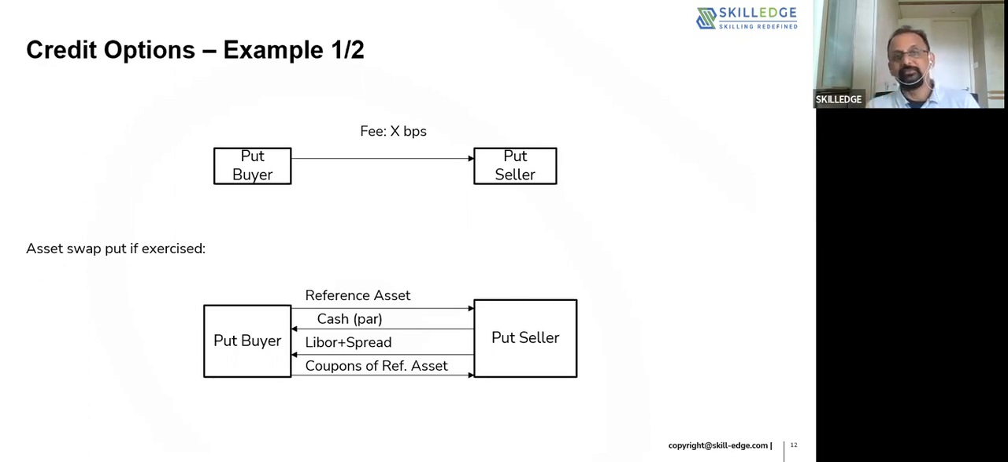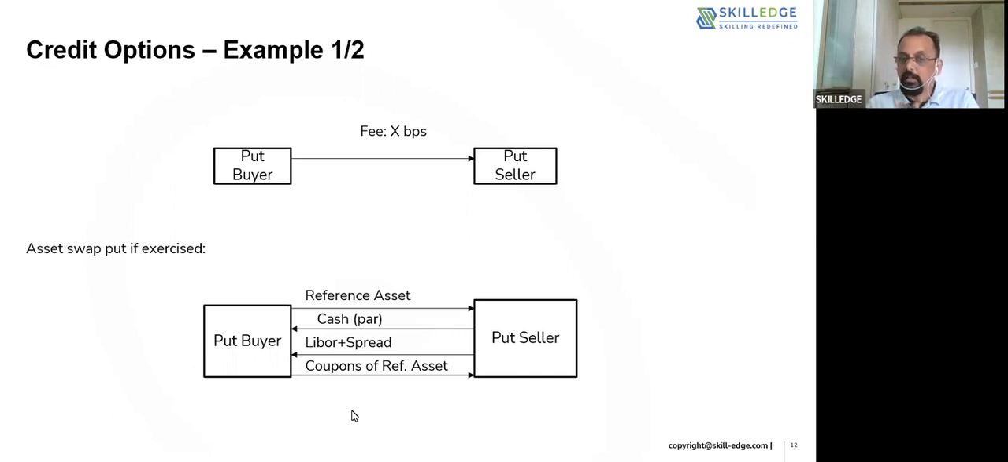Now, if that asset swap is exercised, what will happen? This upper portion is when you buy the put contract. The lower portion is, at the strike date, what you can do if you want to exercise the contract. Then you will give the underlying asset to the put seller and they will give the cash. And they will also give you the current prevailing rate in the market, which is typically a floating rate, right?